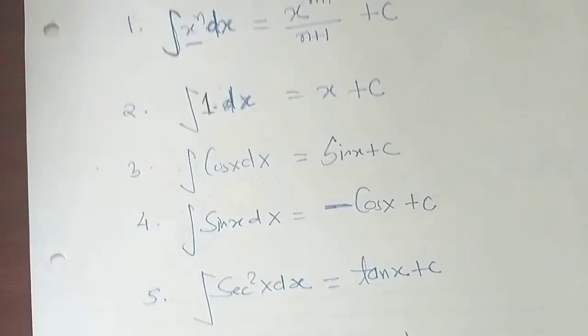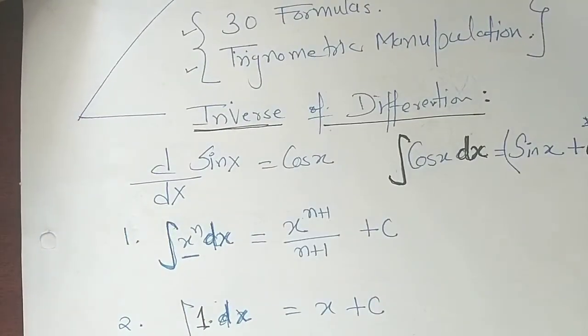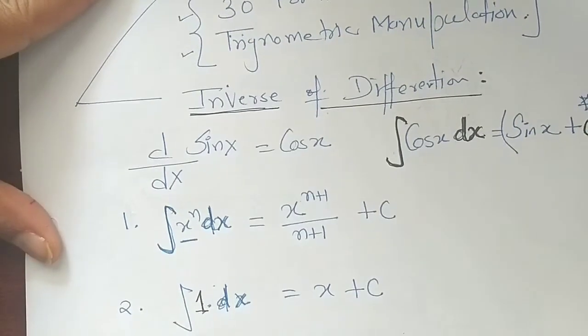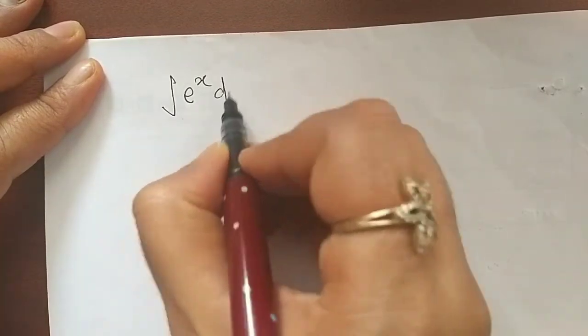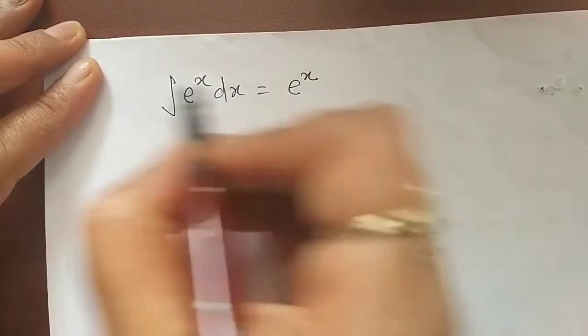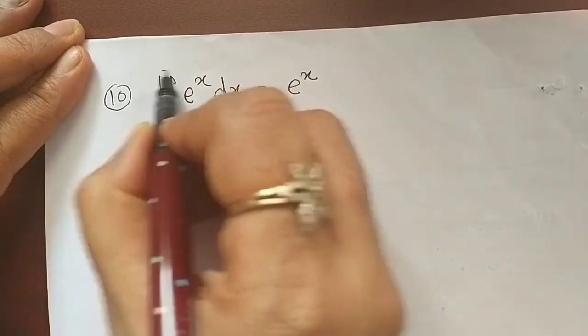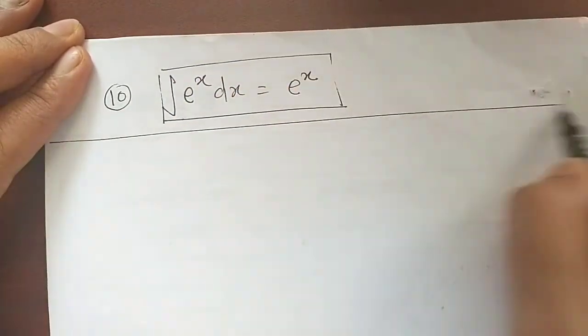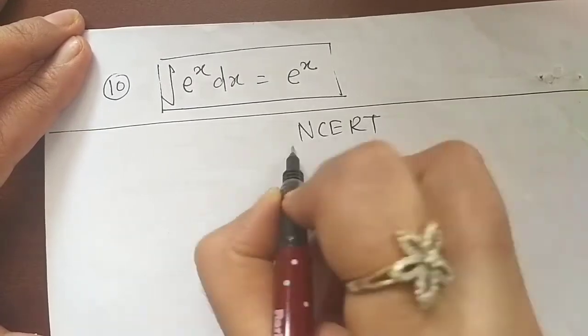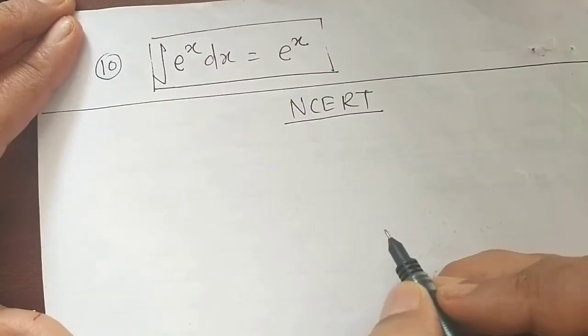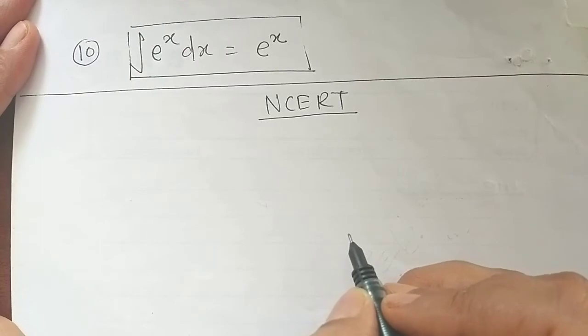Now there is one last formula for today that I wanted to tell you. Please write down that formula: integration of e raised to power x dx is e^x. So this is your 10th formula for today's list. Now I am going to solve some example questions from the NCERT book, which will help you to solve the exercise.